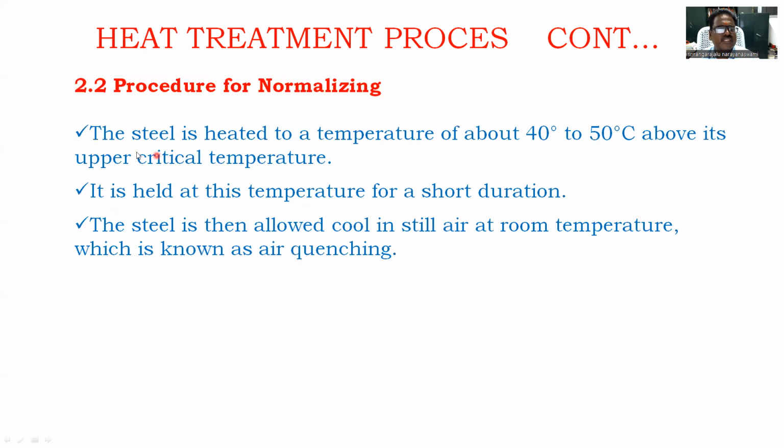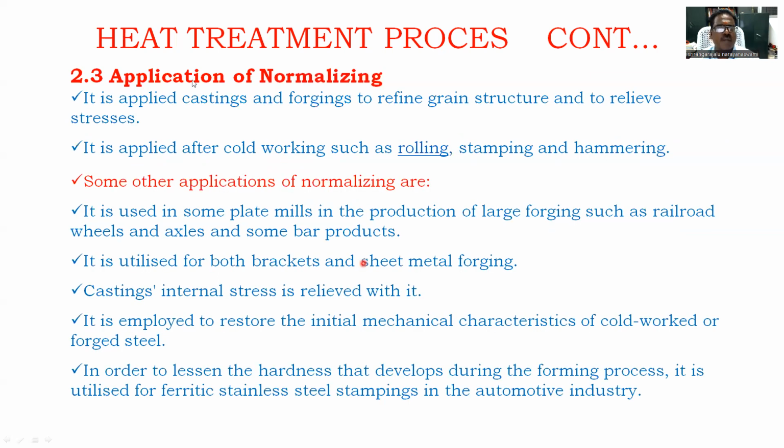Procedure for normalizing: the steel is heated to a temperature of about 40 to 50 degrees centigrade above its upper critical temperature. It is held at this temperature for a short duration. The steel is then allowed to cool in still air at room temperature, which is known as air quenching or normalizing. Applications of normalizing: it is applied to castings and forgings to refine grain structure and to relieve stresses. It is applied after cold working, such as rolling, stamping, and hammering.